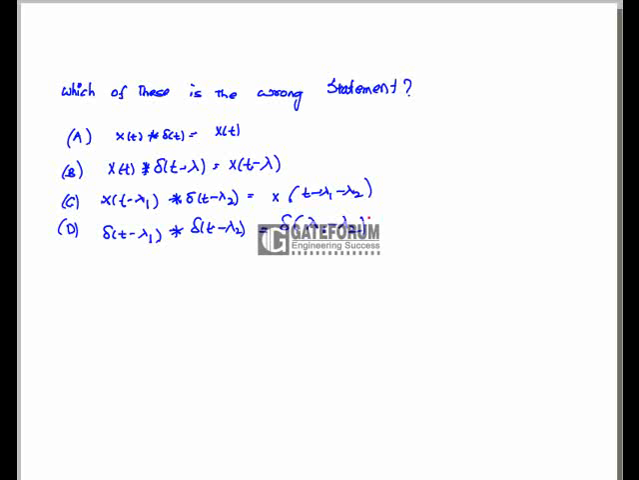Which of these is the wrong statement? If x of t is convolved with delta of t, we get x of t itself, so statement A is a true statement. If x of t is convolved with a shifted impulse, then the signal is also shifted by the same amount. And x of t minus lambda 1 convolved with delta of t minus lambda 2 is nothing but x of t minus lambda 1 minus lambda 2. So statement D is the only wrong statement, because the other 3 statements, A, B, C, are correct. So option D is the false statement, hence option D is the correct answer.